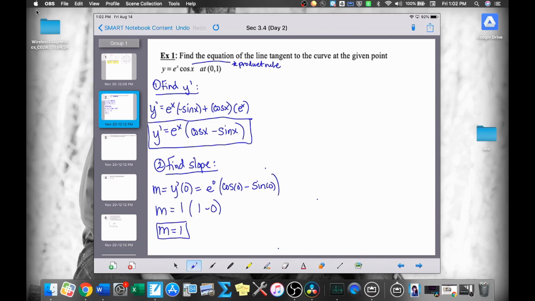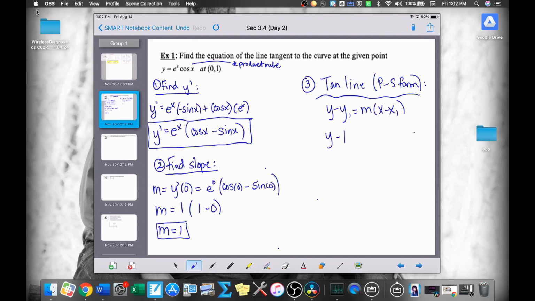And then the third and final step in this problem is going to be to write the equation of the tangent line. And of course, to do that, we need to start with point slope form for an equation of a line. Point slope form being y minus y1 equals m times (x minus x1). And we know our ordered pair is (0, 1), so it will be y minus 1. We know our slope is 1, and then it will be x minus 0.